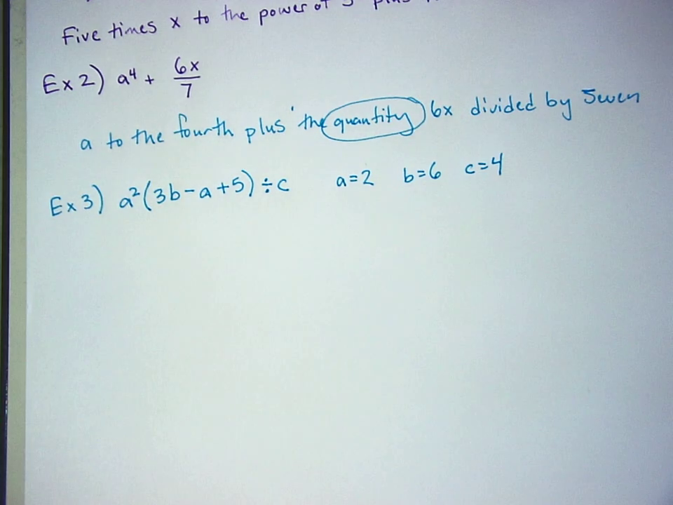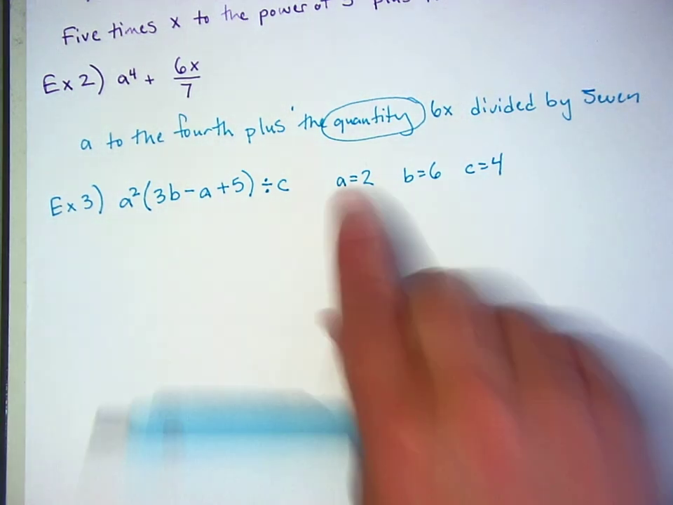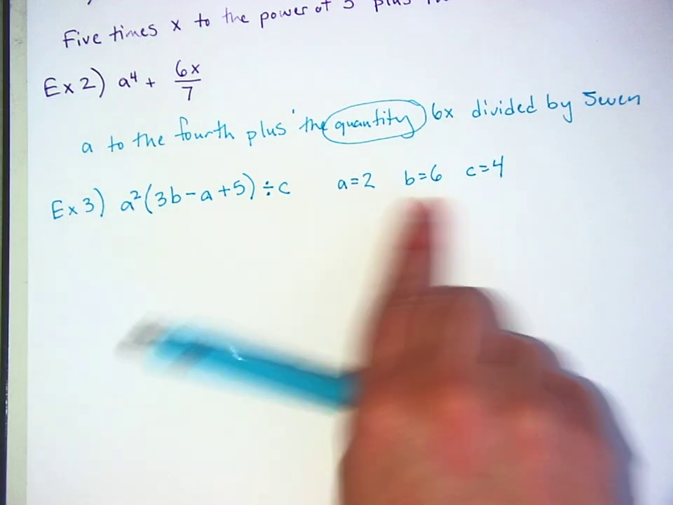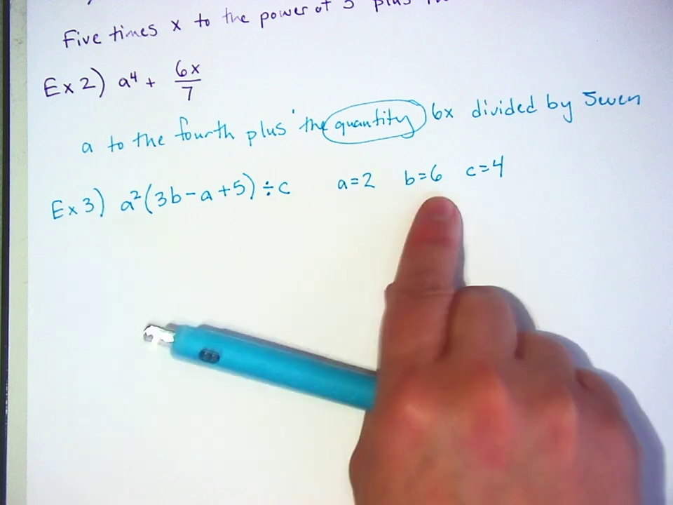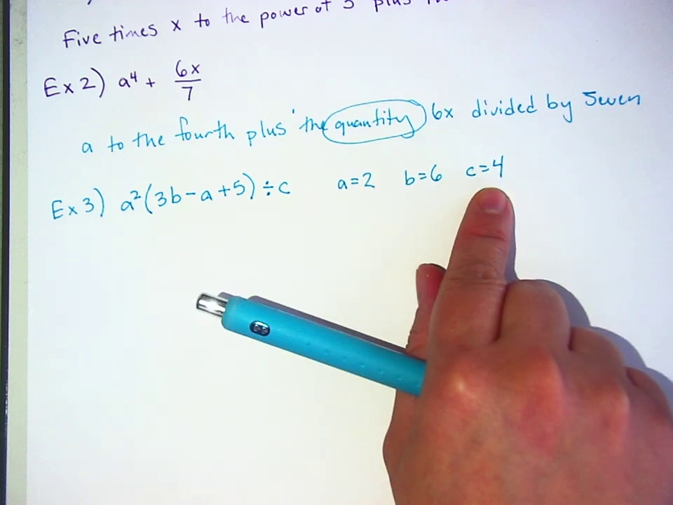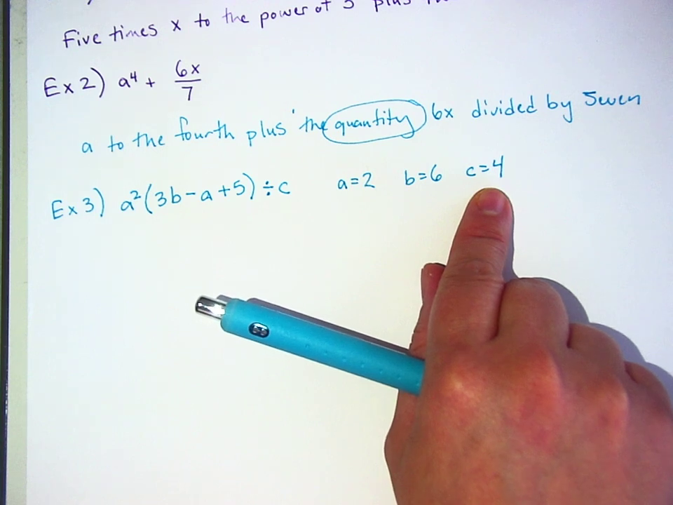Like I said, it's a refresher. What does this mean? That's what the letters equal. That's what the letters represent. So every time you see an A, it's a 2. And every time you see a B, it's a 6. And every time you see a C, it's a 4. Everybody understand?